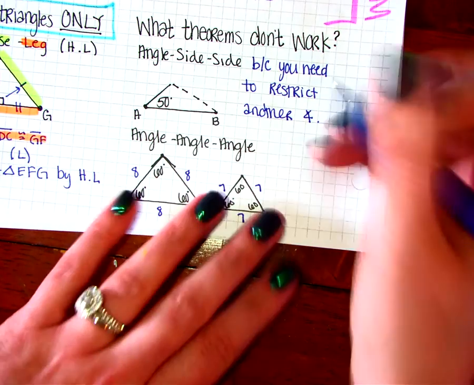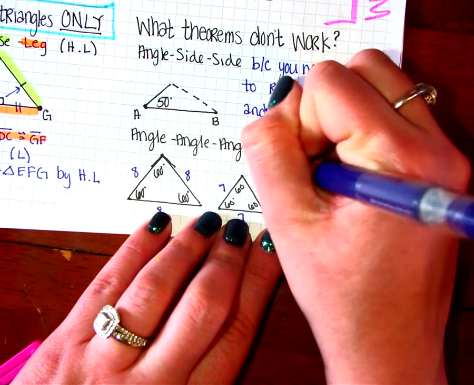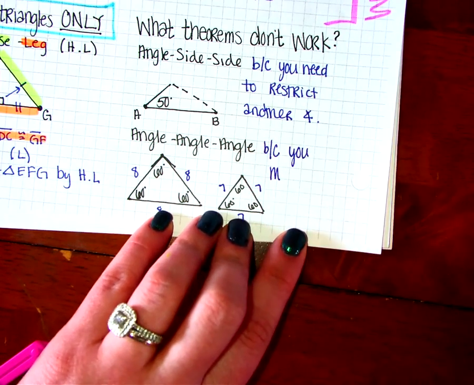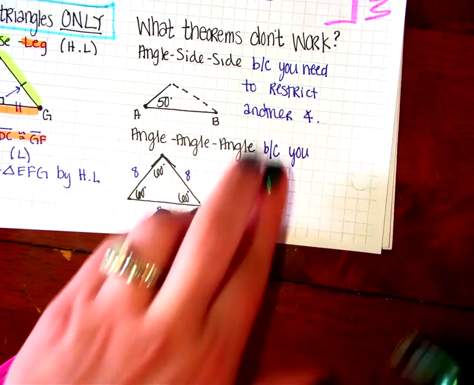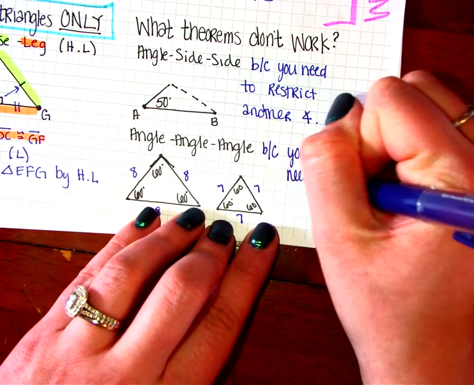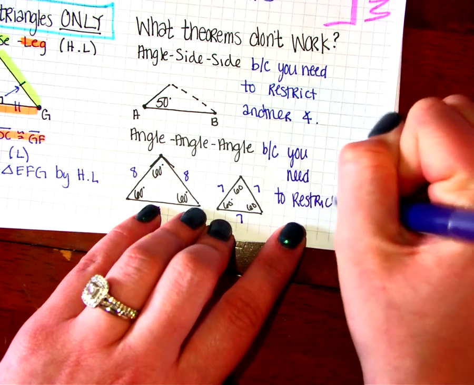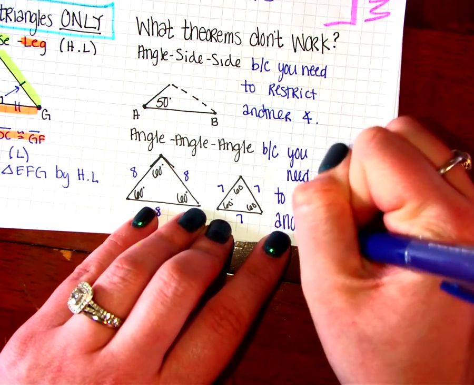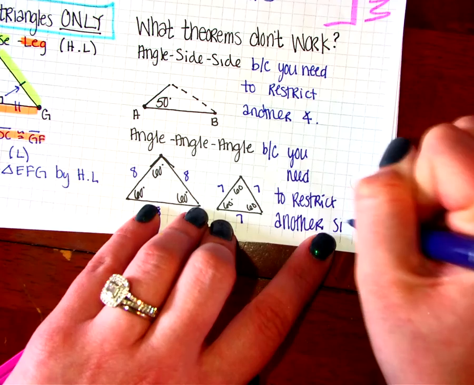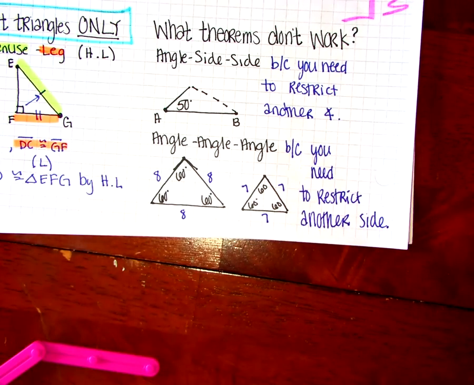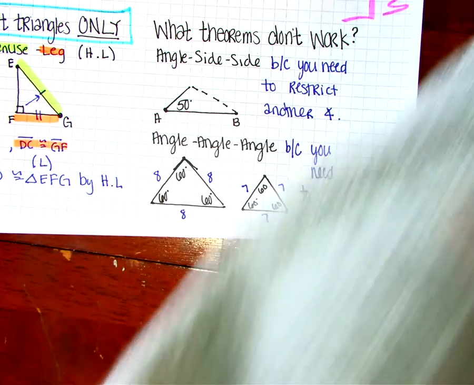Okay? All right, so angle, angle, angle doesn't work because you need to restrict another side. Like you have to have side restrictions here, or else you could have a huge triangle and a small triangle. They'd have the same angle measures, but they would not actually be congruent to each other.